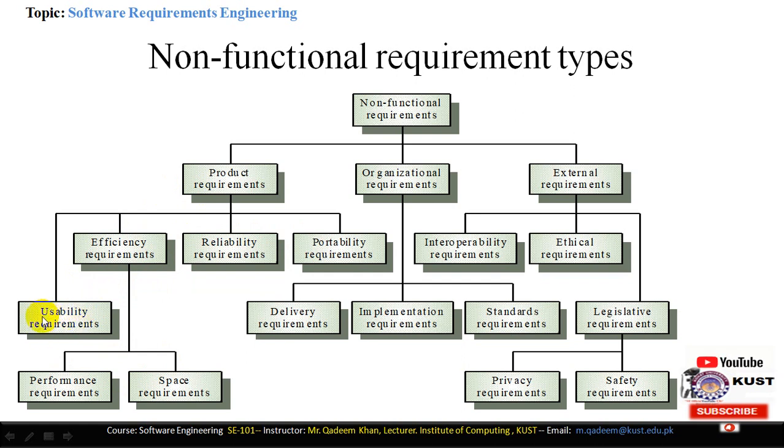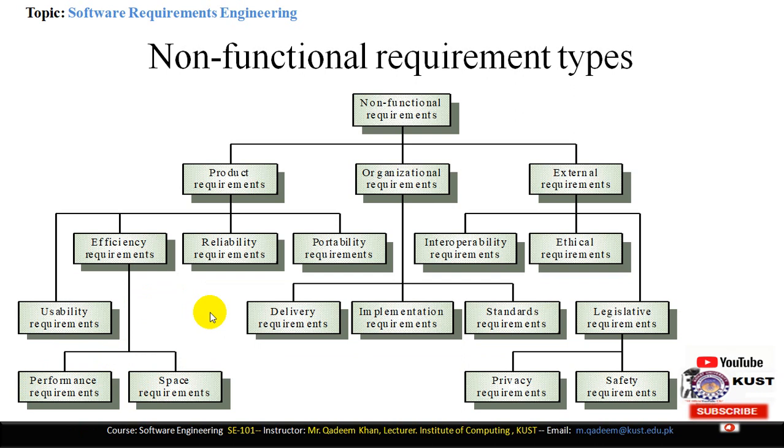Usability requirements mean the system must be usable by the customers. That means it should be easily used by the customers. Efficiency requirements mean the system should be efficient. But efficiency requirements are split down into two types of requirements: performance requirements and space requirements. Performance requirements are relevant to the efficiency of the software, that the system must perform very well in the particular time.